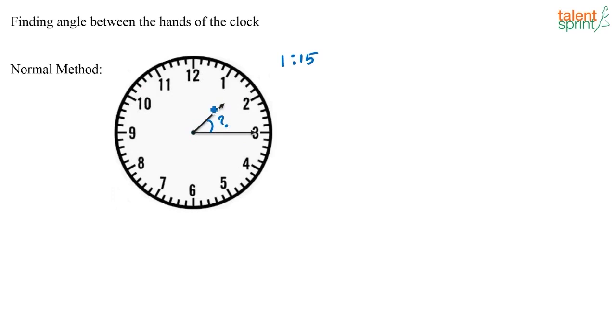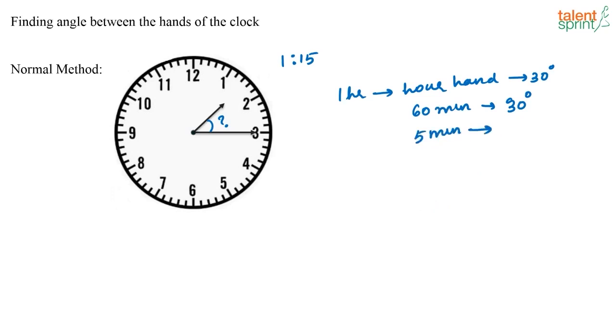See, now from 1 o'clock to 2 o'clock, if you look at the hour hand, what is the angle that is covered by the hour hand in 1 hour? We know that in 1 hour, the hour hand will cover how many degrees? 30 degrees. Or I can say in 60 minutes, the hour hand will cover 30 degrees. Or in 5 minutes, what is the angle covered by the hour hand? The hour hand will cover 30 into 5 by 60, that is equal to 2.5 degrees. So every 5 minutes the hour hand will cover 2.5 degrees.